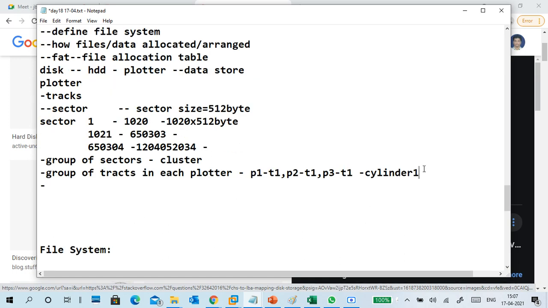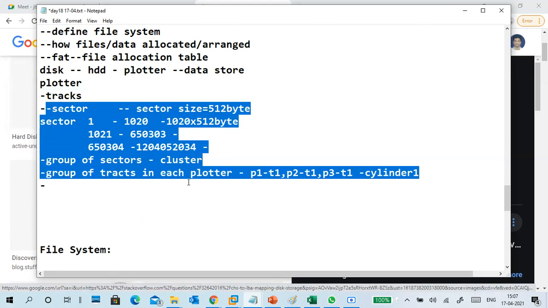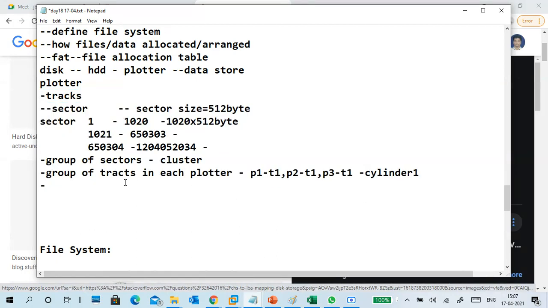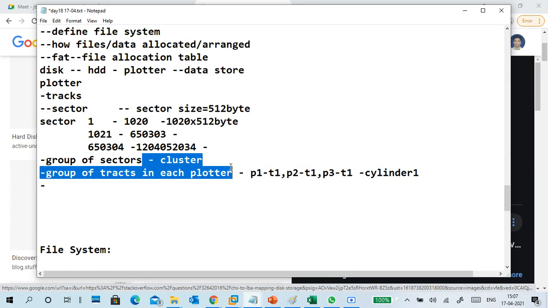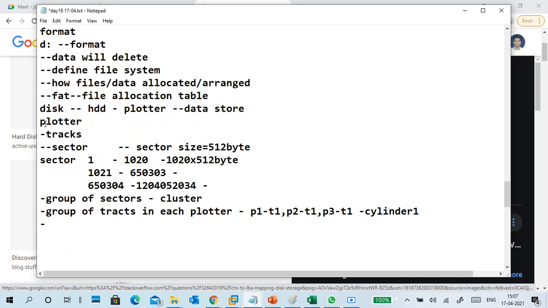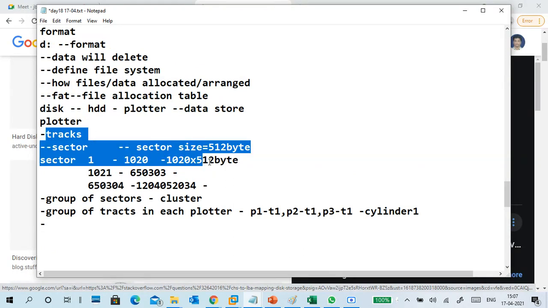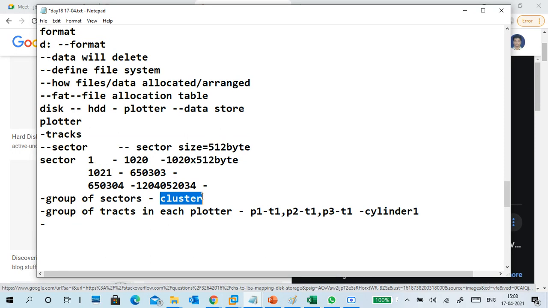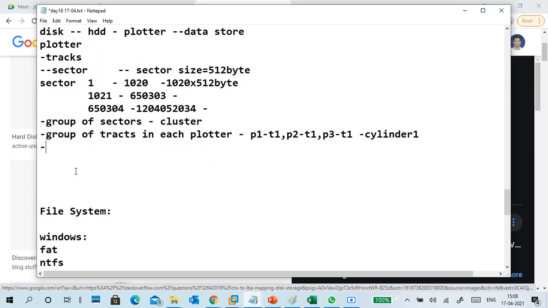Normally we don't use this in a Windows operating system. We don't worry about it in Windows. But usually in Linux or Unix operating systems, defining platters, cylinders, clusters, and sectors is there. In our file formats, we don't define tracks and sectors. We define clusters, but we don't define tracks and sectors.